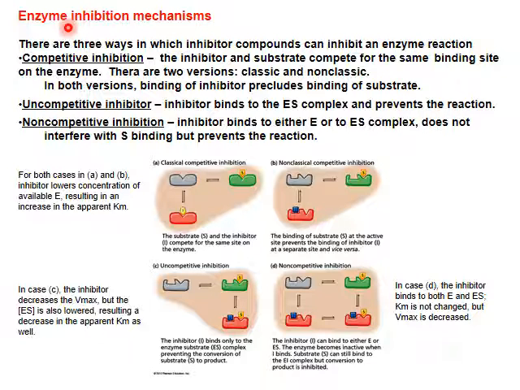There are three ways in which inhibitor compounds can inhibit an enzyme reaction. It either can be done in a competitive manner, an uncompetitive manner, or a noncompetitive manner. So there's three distinct ways, and it all depends on how this inhibitor binds to the enzyme. In the case of competitive inhibition, there are two types, and the rest there are one. So the best way to think about this is a way to write it out. Here's a way to look at it from a schematic standpoint with details.